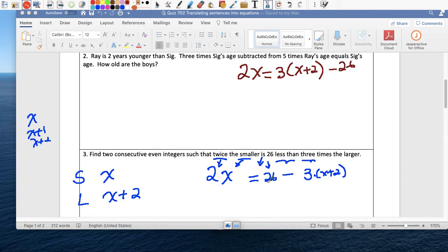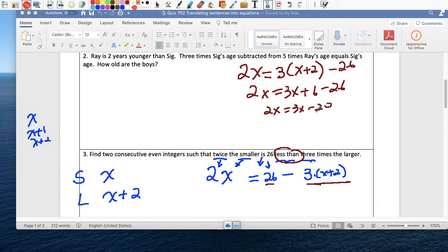Because of the words less than, these two switch position. So now it's just solving. 2x equals 3x plus 6 minus 26. Combine like terms, you get minus 20. We're going to subtract 2x from each side, because that's the smaller one. 2x minus 2x is 0, 3x minus 2x is x, minus 20. Then we add 20 to both sides, and we finally get that x equals 20.